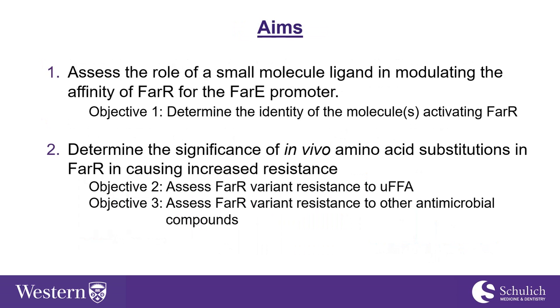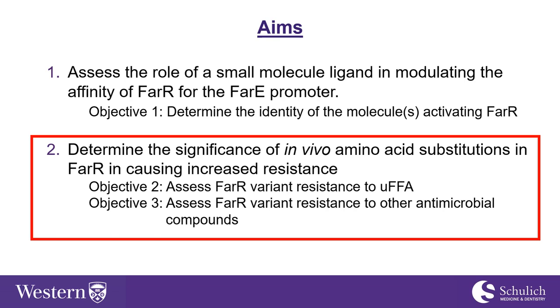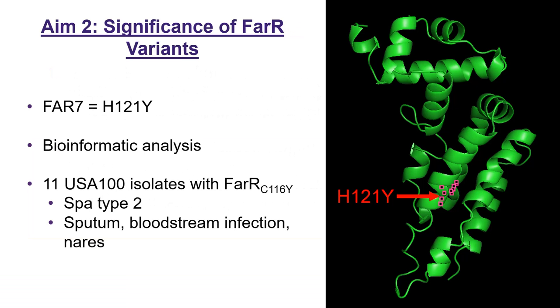Now on to aim 2. As mentioned earlier, in vitro selection of USA300 with linoleic acid resulted in discovery of FarR7, a variant of FarR with an H121Y substitution that demonstrates increased UFFA resistance and constitutive FarR expression. Bioinformatic analyses have revealed several prominent FarR amino acid substitutions in a USA100 background.